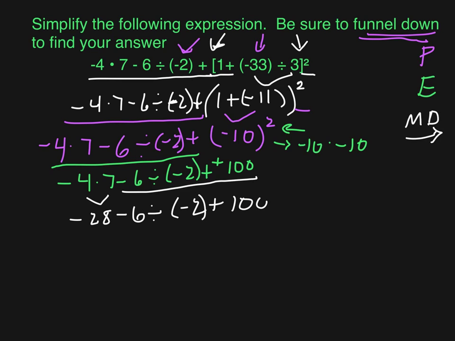If I continue going across this problem from left to right, I now run into a division problem. So I've got 6 divided by negative 2, and 6 divided by 2 is 3, and positive divided by a negative is a negative. Bring down the rest of that problem.